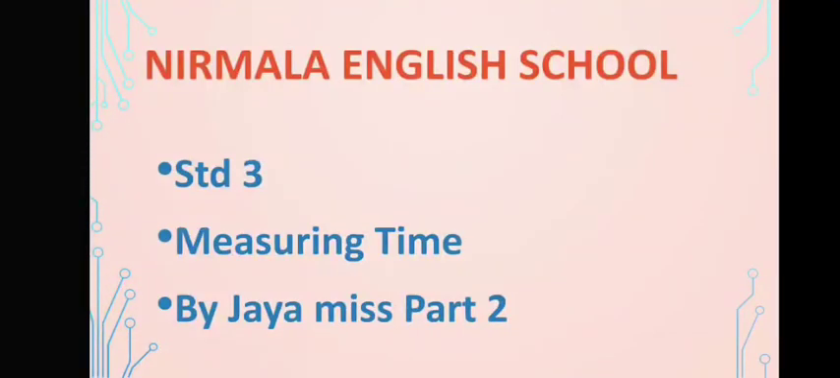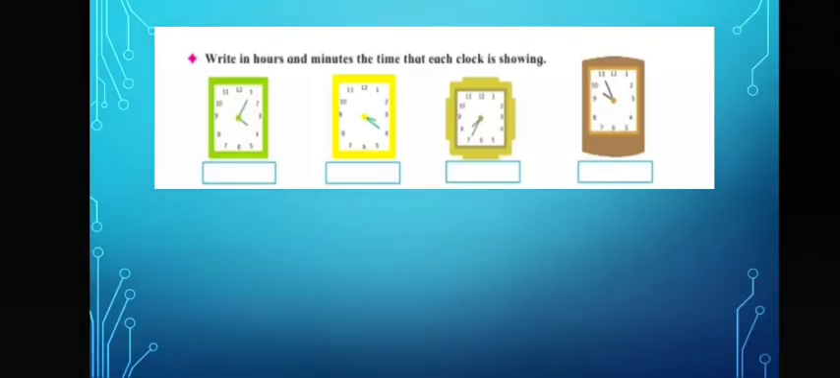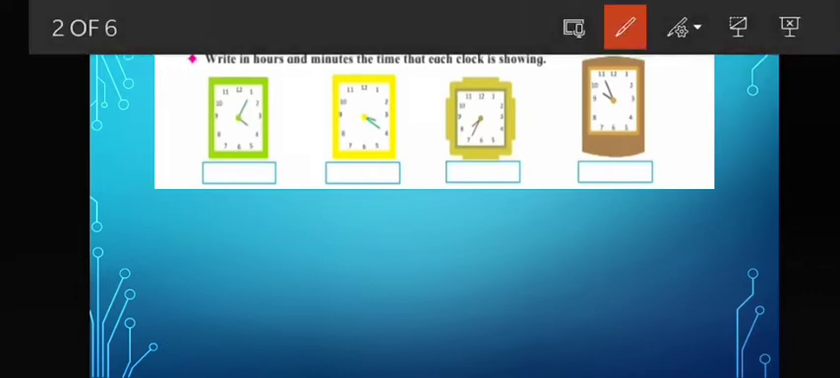As you have seen the explanation part, now let us solve the exercise. So kindly be ready with your pencil and eraser. In the first example, you can see: write in hours and minutes the time that each clock is showing. Now let us write.